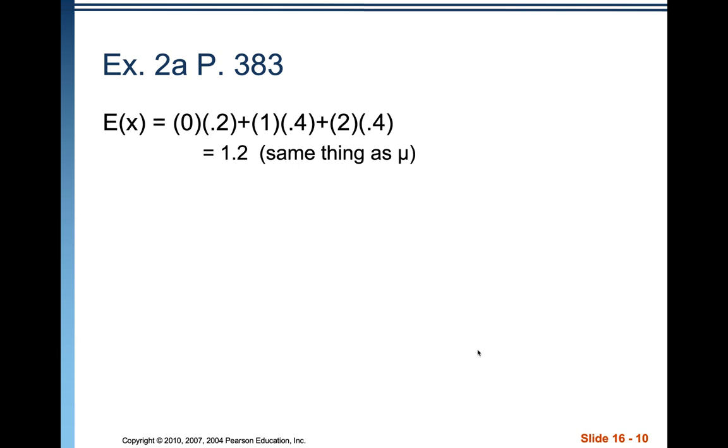Okay, so for example, we're going to look at 2A from page 383. We are going to find the mean of the probability distribution. And so that's the same thing as the expected value. So you're going to take each possible outcome, multiply them by their corresponding probability, and add that together. So 0 has a probability of 0.2, so we multiply those together, and then we add. 1 has a probability of 0.4, so we multiply those together, and then we add. 2 has the probability of 0.4, so we add that too, and we get 1.2.